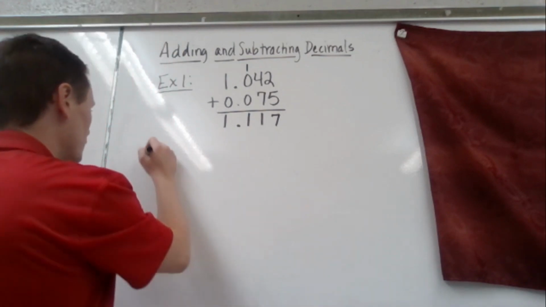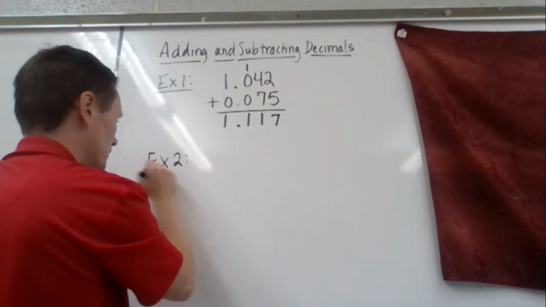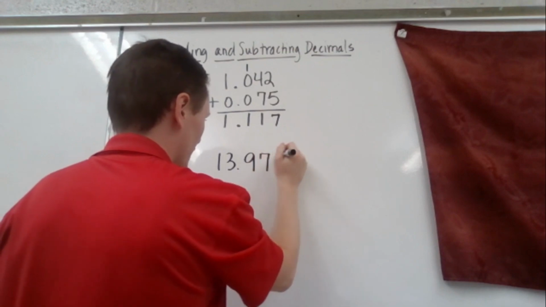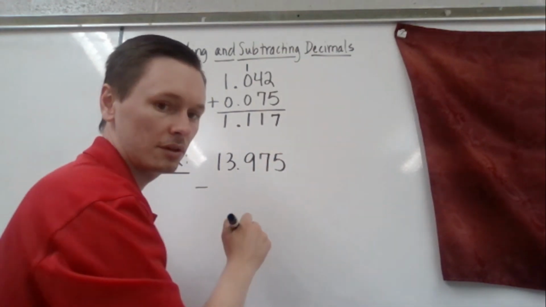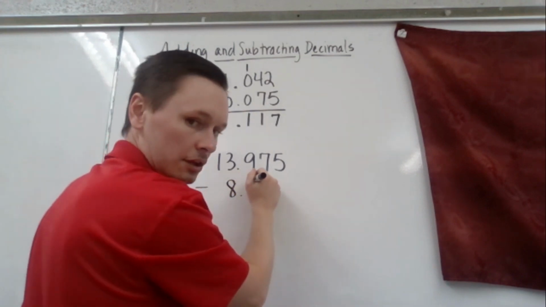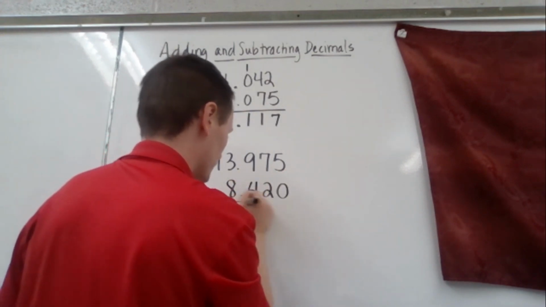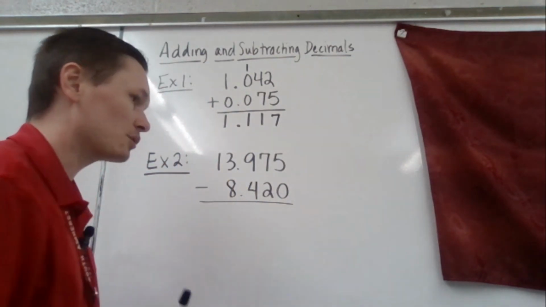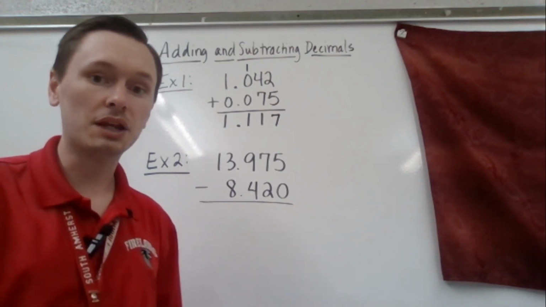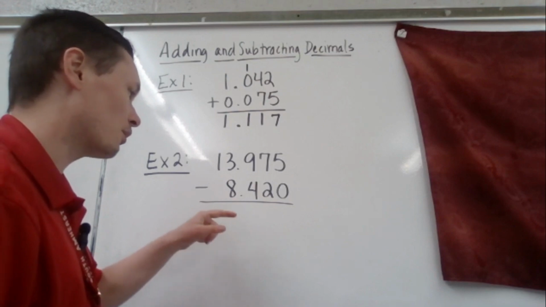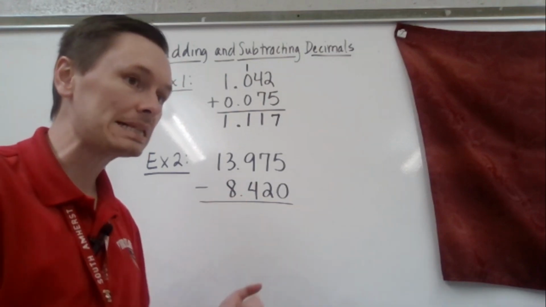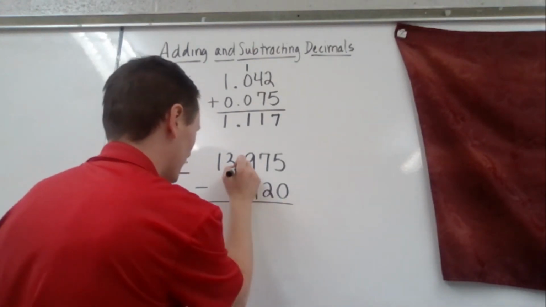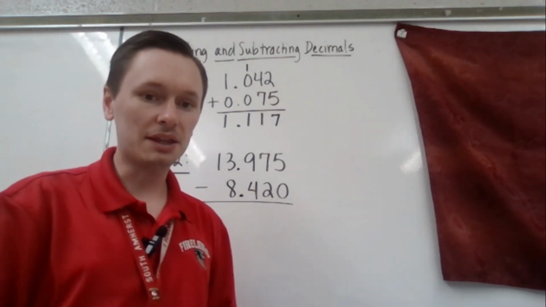All right, let's look at example 2. Example 2 is 13 and 975 thousandths minus 8 and 420 thousandths. If you notice, I'm saying the word and at the decimal points in the problem because that's where you say and. That's the only time you should say and when you're reading a number. So it's not 8 and 420, it's 8 and 420 thousandths. So only and is said at the decimal points.